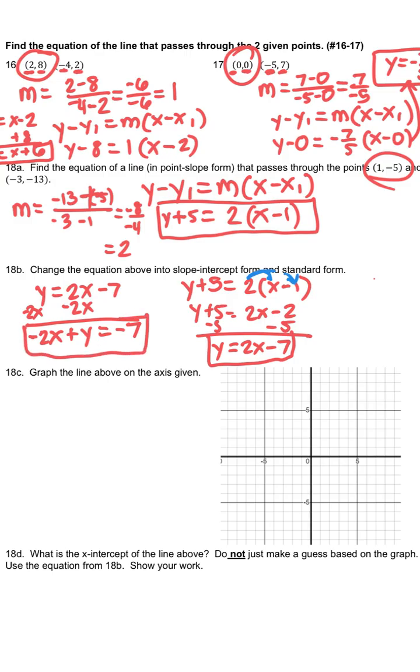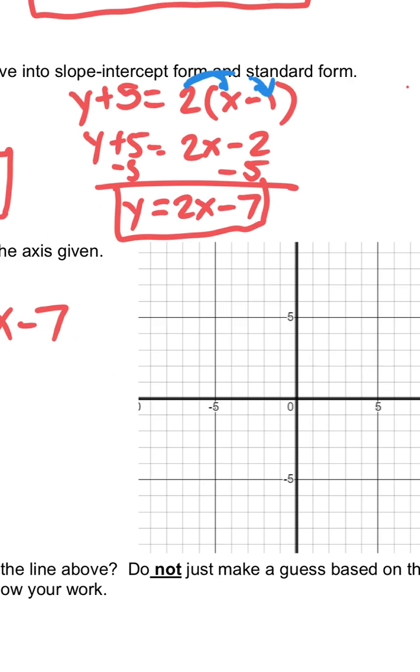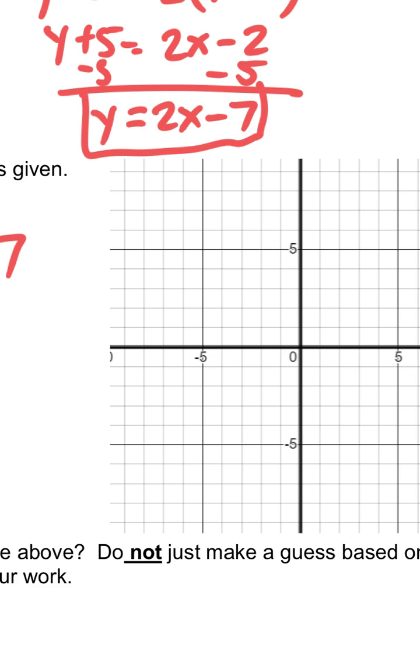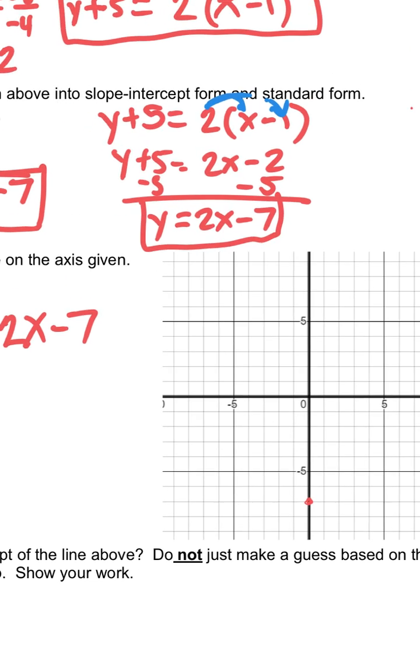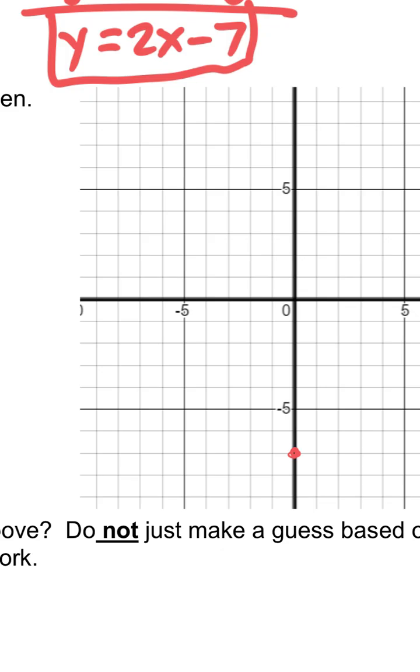Let's go ahead and go on to number 18C. Graph the line above on the axis given. So we have y equals 2x minus 7. The slope-intercept form is always the easiest to graph. So let's go ahead and go to our y-intercept of negative 7, which is right here. And then our slope is up 2 over 1. So up 2 over 1, up 2 over 1, and you could keep going. And go ahead and draw your straight line. Go ahead and get your straight edge. Remember, on the test, you need to have a straight edge with you.